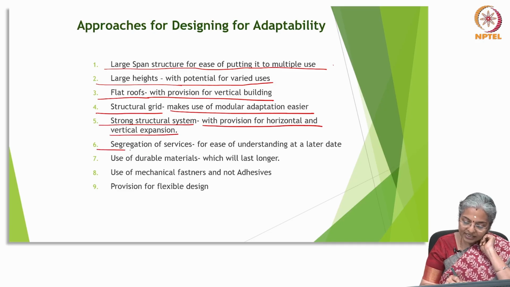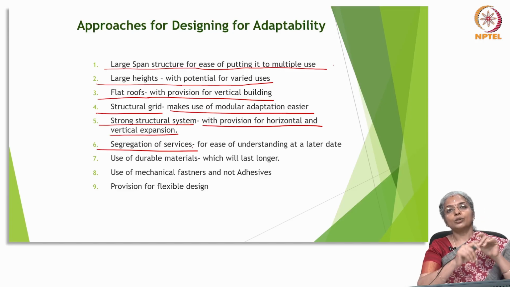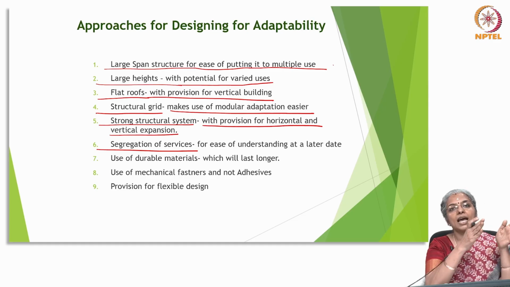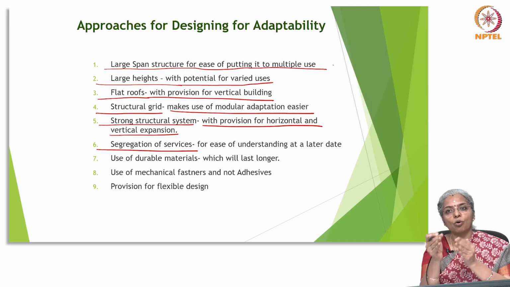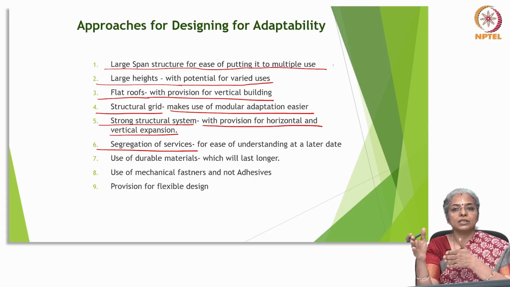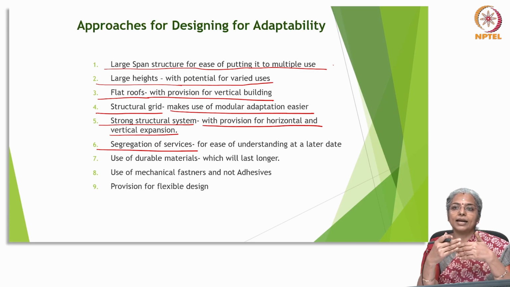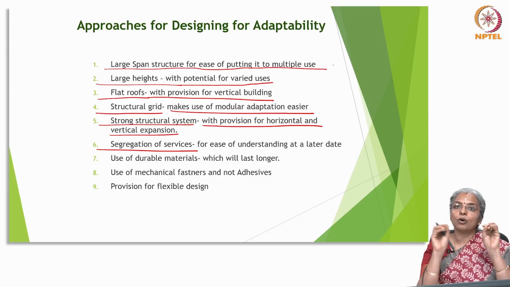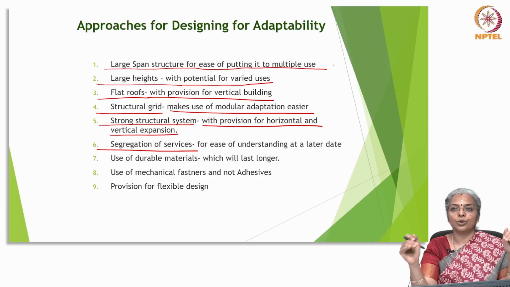Besides, start segregating the services. So, don't mix too many services in the same pipe. Don't put electrical and plumbing services together. Have separate cores or separate pipes or ducts for each of these services, so that at a later date it becomes easy for you to understand which wiring or which plumbing pipe is going in which direction, what you should tamper with, what you should not tamper with, where you should break or where you should not break.